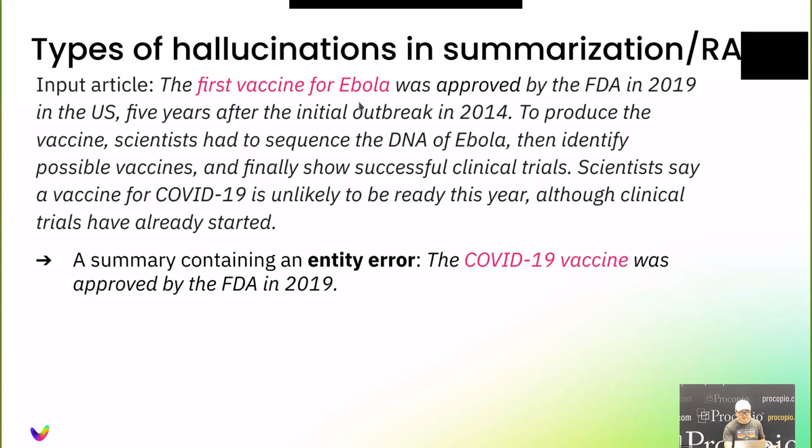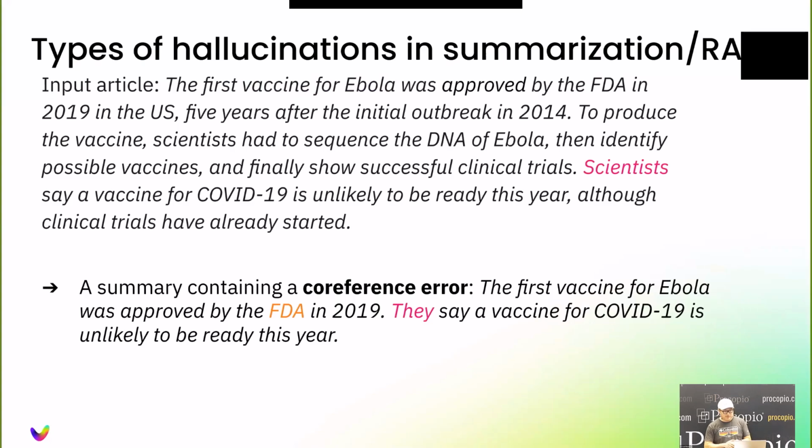Now let's look at another kind of hallucination, which we call entity error. Again, the first sentence says the Ebola vaccine was approved by FDA. But the summary sometimes could say the COVID-19 vaccine was approved by FDA. So it's an entity error. There is a vaccine approved by FDA, but it's not for COVID, it's for Ebola.